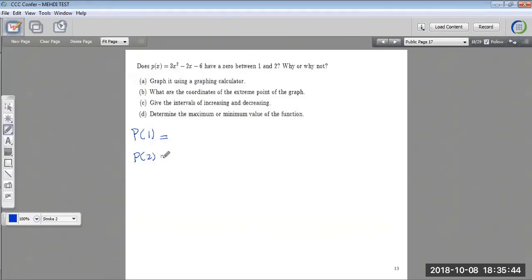So if I evaluate P of 1 and P of 2 and they turn out to be opposite numbers, then the answer would be yes. There's going to be a zero in between those two values. In other words, your graph is going to pass through zero between those two points. So all you really need to do is evaluate P of 1, substituting 1 for each x.